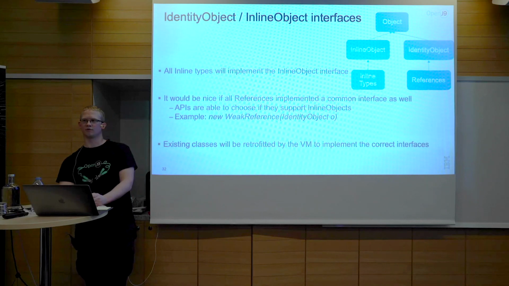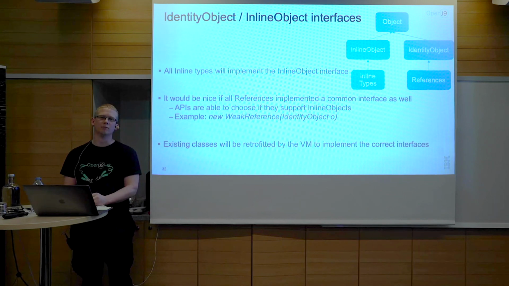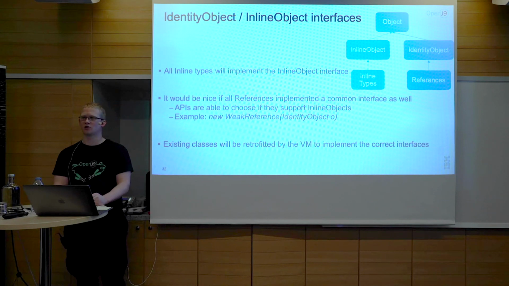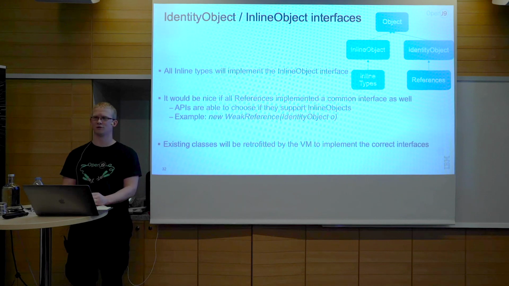The exact mechanism for how the VM will do that isn't completely specified yet, but it does mean that you might see extra interfaces than you were expecting. So for all those test cases that check that you have exactly 4 interfaces that you implement, you're going to have to go and modify them.